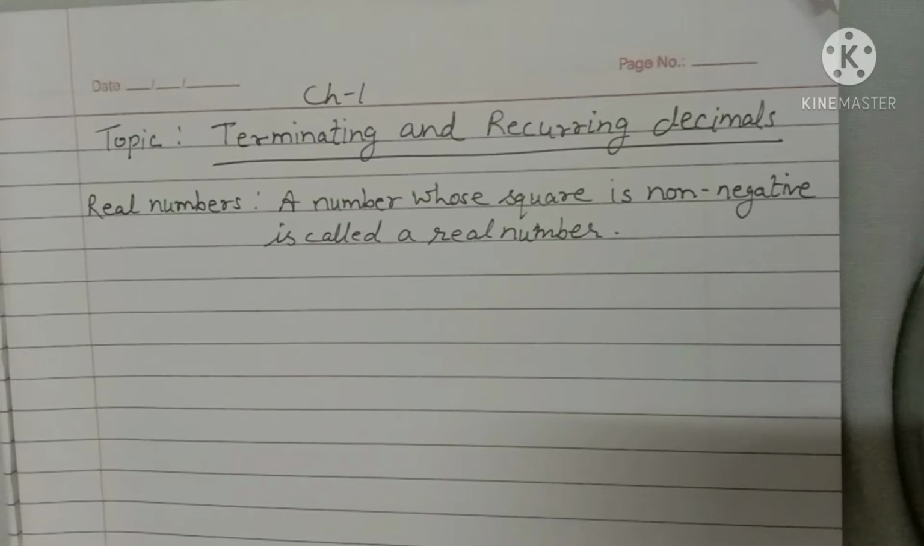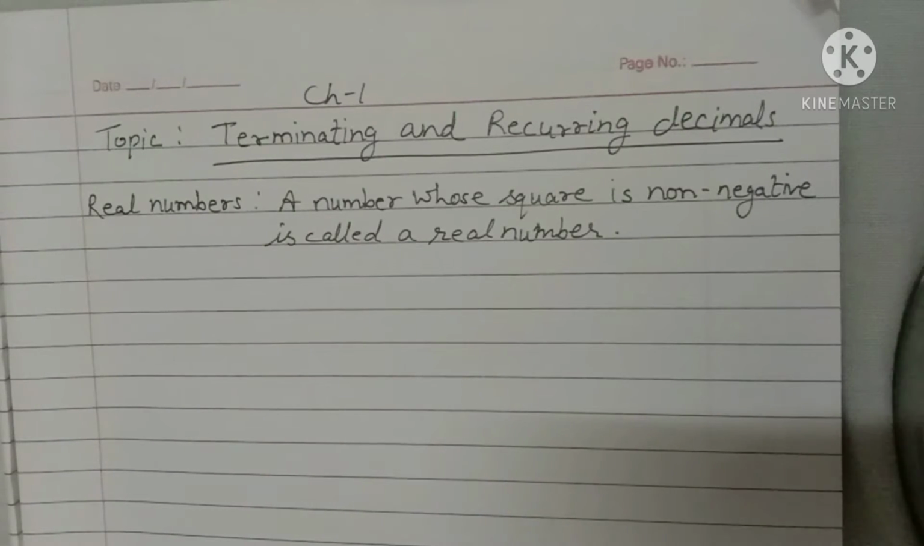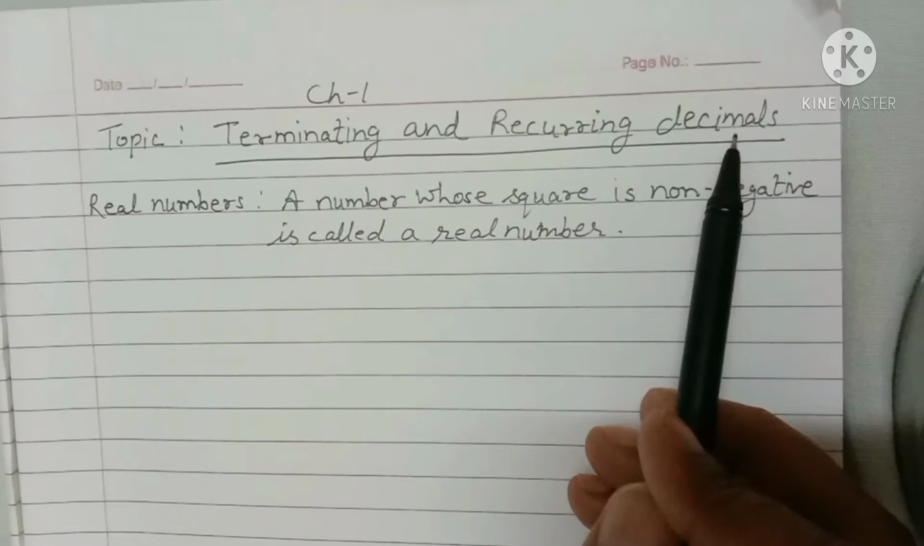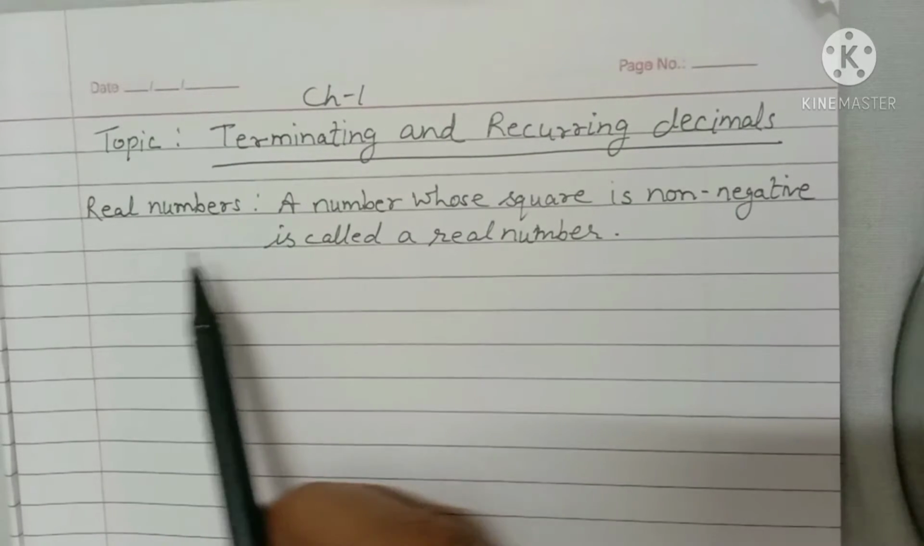Hello students, welcome to the next session of chapter 1. The main topic is terminating and recurring decimals. First we will have a short review of real numbers.